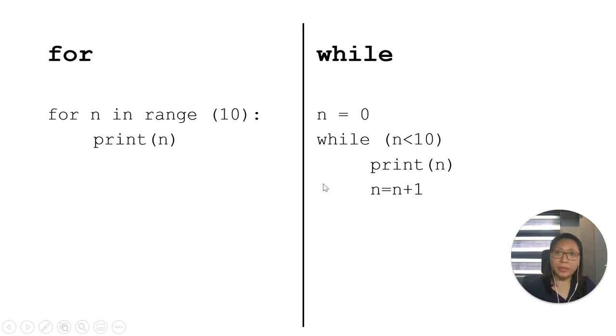So let's take a look at the for and while side by side. Here is the for, printing the digits from 0 to 9. And then on the right hand side is the while. Using while, we also print from 0 to 9. This one, as you can see, looks simpler, and it just has 2 lines of code compared to 4 lines of code here.